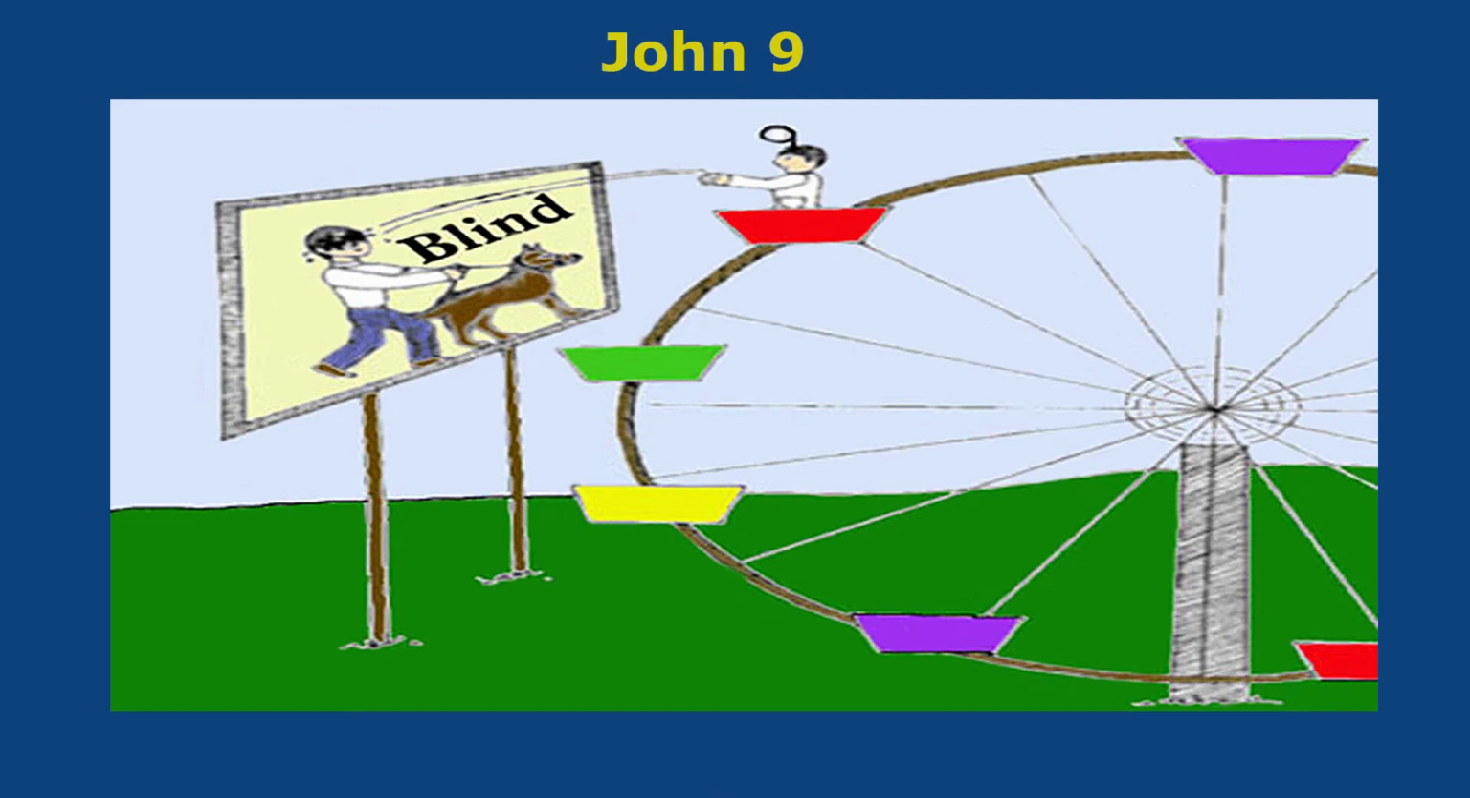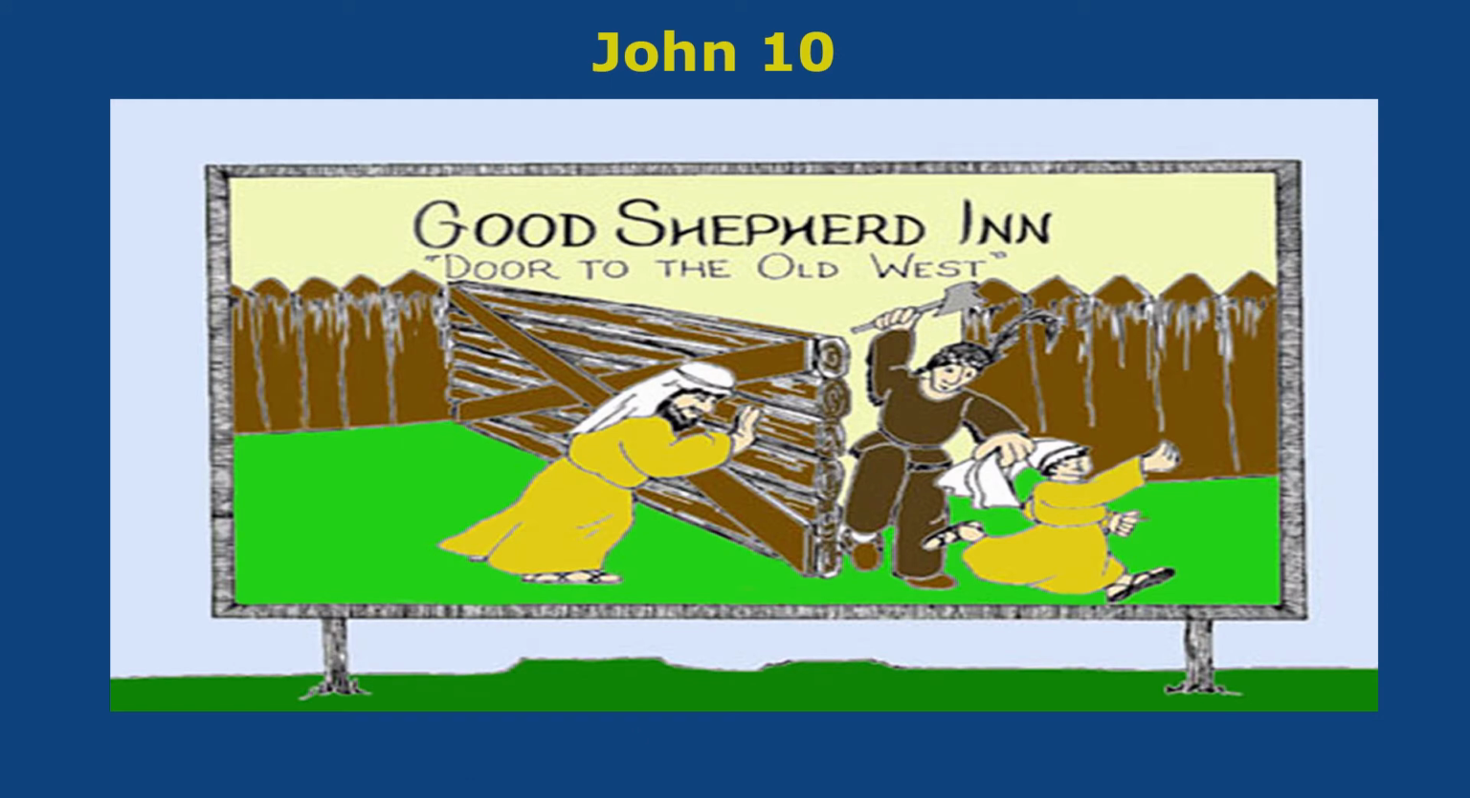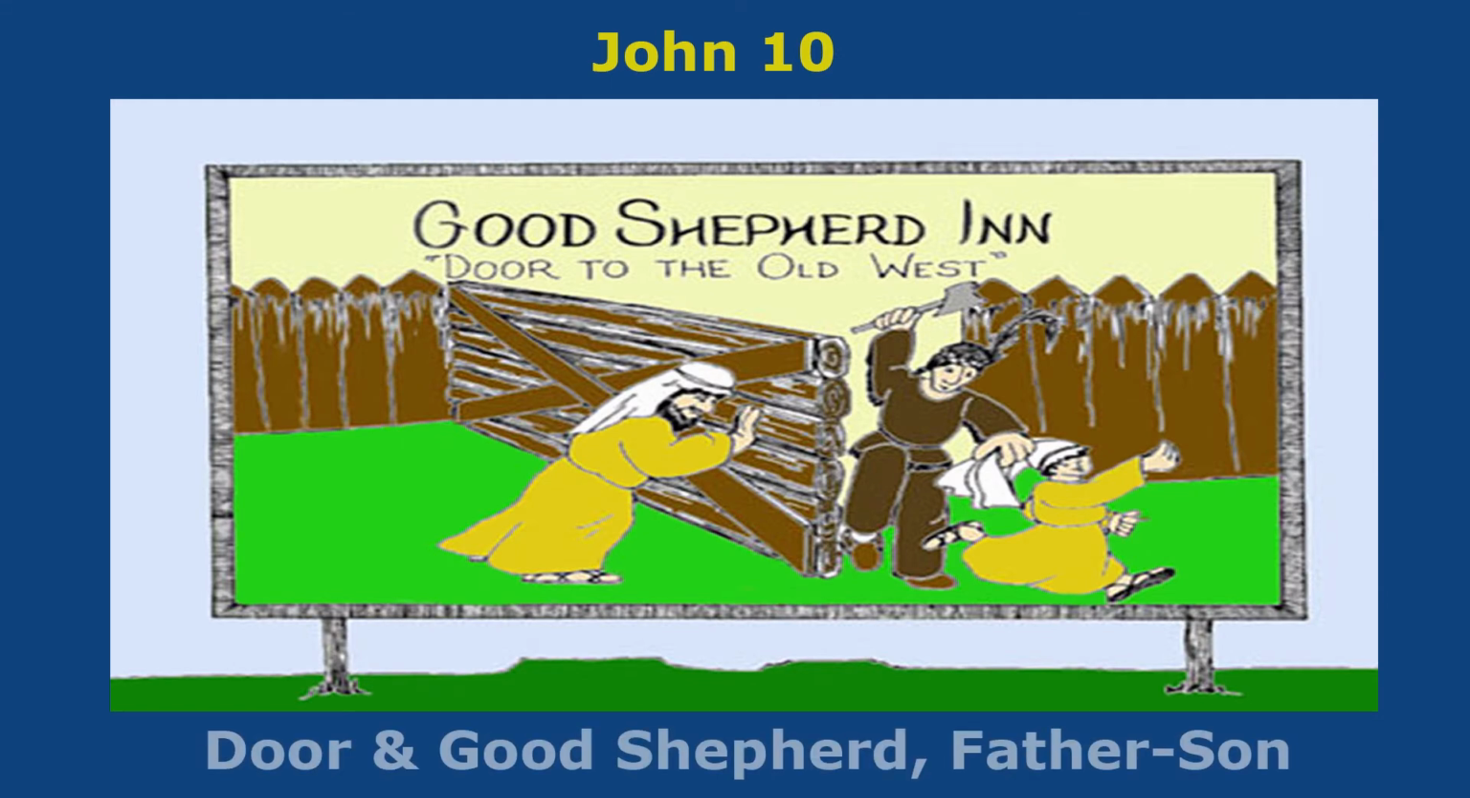What's chapter 9? That's right. Chapter 9 is muddy blind man, Pharisees. What's chapter 10? That's correct. Chapter 10 is door and good shepherd, father, son.